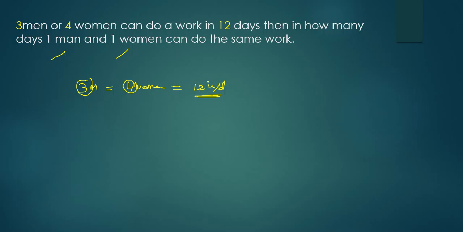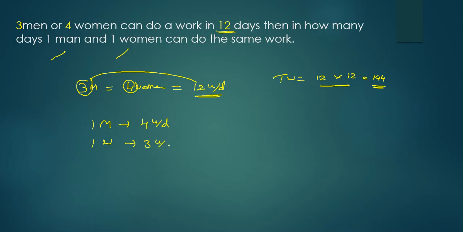Now 3 men are doing how many units per day? 12 units per day. How many days do they take to complete the work? 12 days. So total work equals the number of days times work done per day. That equals how much? 144 units. Total work is 144 units. Now what is the question? If 3 men are doing 12 units per day, 1 man will do how many units per day? 4 units per day. Similarly, 1 woman will do how many units per day? 3 units per day, because 4 women together are doing 12 units per day. So 1 woman will do 12 by 4, which is 3 units per day.